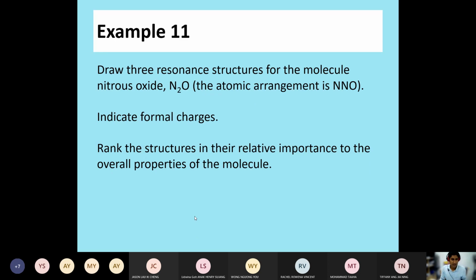During the tutorial class, I will show some more examples of this. We'll draw more Lewis structures and formal charges. We'll calculate and see it.